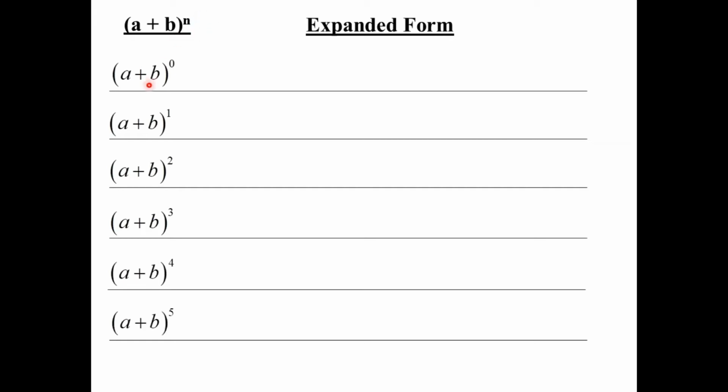Now let's take a look at what the expanded form tends to look like. a plus b to the 0, we know that's the number 1. a plus b to the 1, we know that's 1a plus 1b. a plus b squared, well, when we square a binomial, we've been doing this for a while now, we know that we'd go first term squared, a times b times 2, so 2ab, and then b squared.